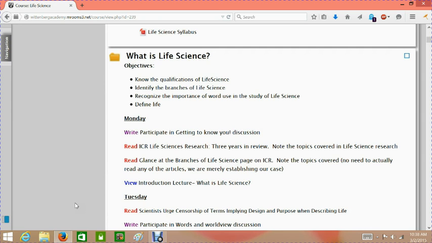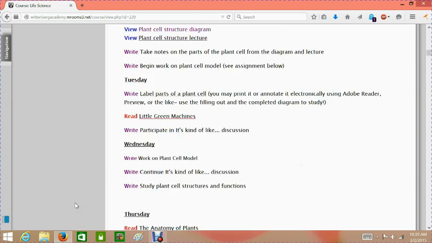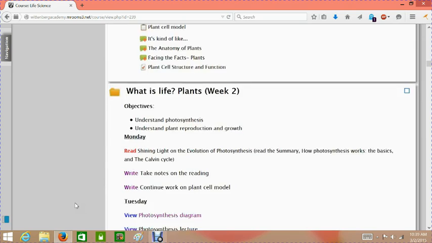So for this first week, we want to know what the qualifications of life science are, the branches of life science, and the importance of word use in the study of life science. Some of these words are going to be really specific. For example, our next objective is define life. That can cover a lot of different ideas, so we're going to be really specific about how we use our words in this class. And then you can see each day it tells you exactly what we're going to be doing, and goes on like that through the rest of the course.